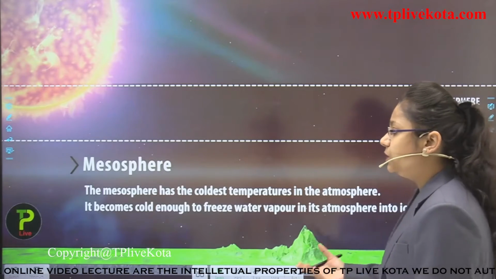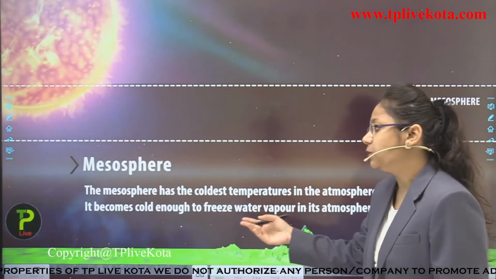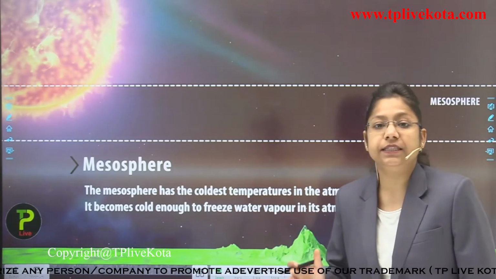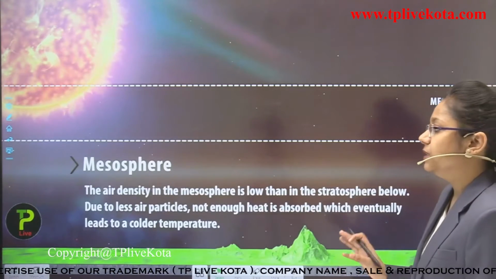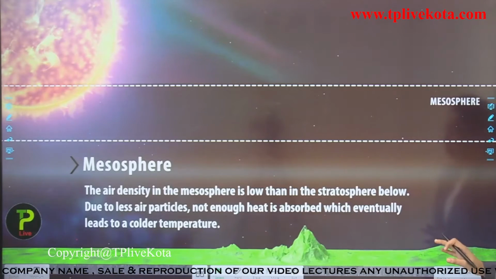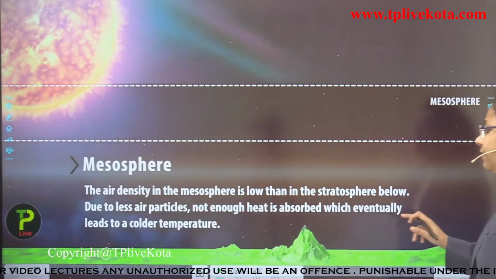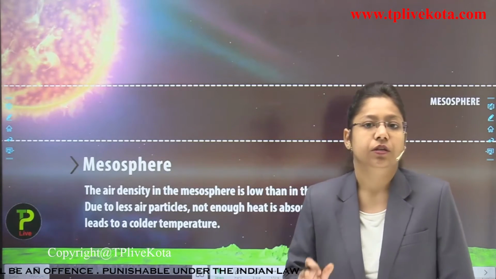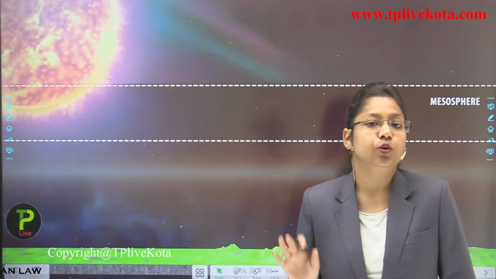Now if we talk about the mesosphere, the mesosphere has the coldest temperature in the atmosphere. It becomes cold enough to freeze water vapor in its atmosphere into ice clouds. So ice clouds are formed inside this layer. The air density in the mesosphere is lower than in the stratosphere below. Due to fewer air particles, not enough heat is absorbed, which eventually leads to the colder temperature. So the colder temperature is because of the mesosphere.